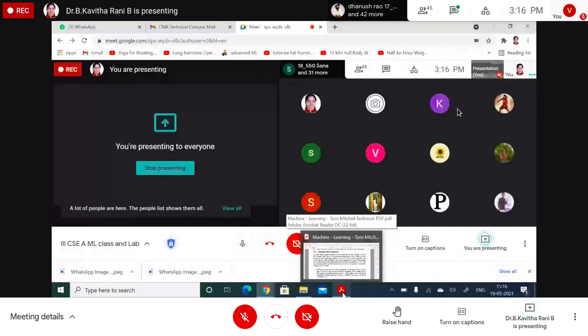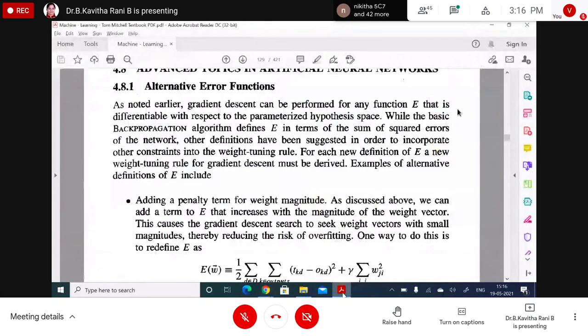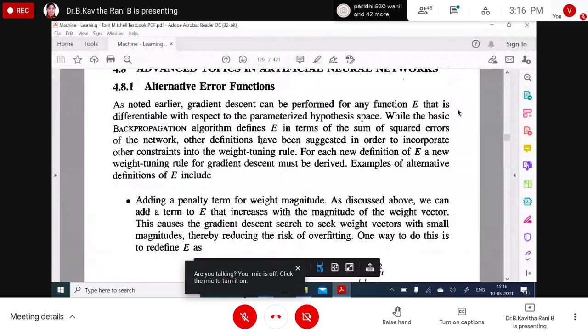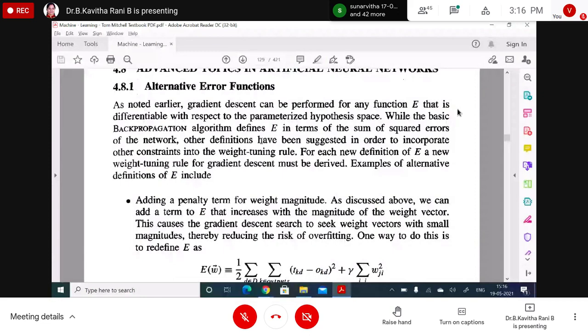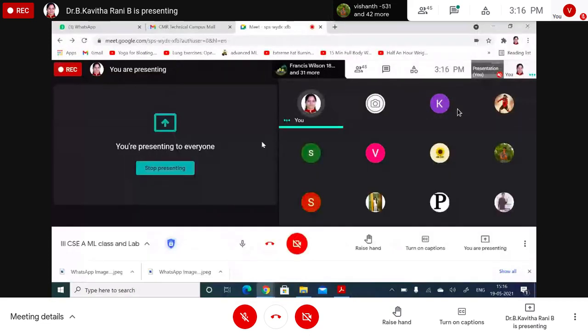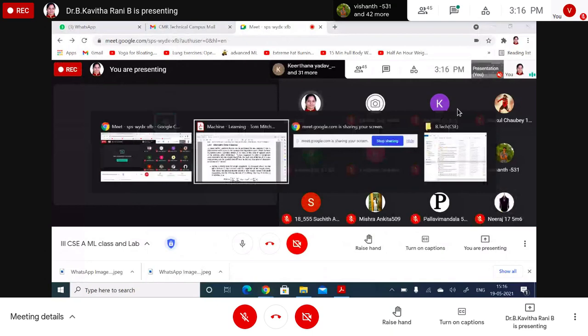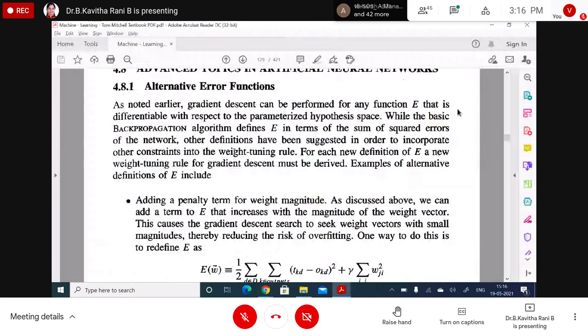Here, to reduce the error rate more, we are using different alternative error functions. Is my voice audible? Yes, ma'am. Okay, right. To minimize the error rate, we are using different types of alternative error functions. The first one is adding a penalty term for weight magnitude.